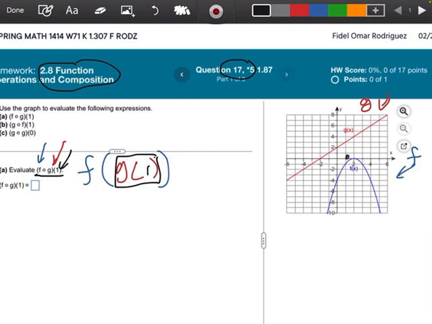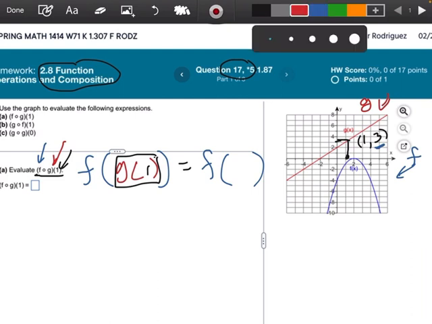I'm going to go to x equals 1 on my x-axis, and scroll up until I hit my function g. This would be the point (1, 3), because I'm hitting it right there at 3. When I'm finding g of 1, it's asking me, can I find the y value of the function g when x is 1? I'm looking for the y value, and we said the y value is the number 3. So I'm putting in the 3 right here.